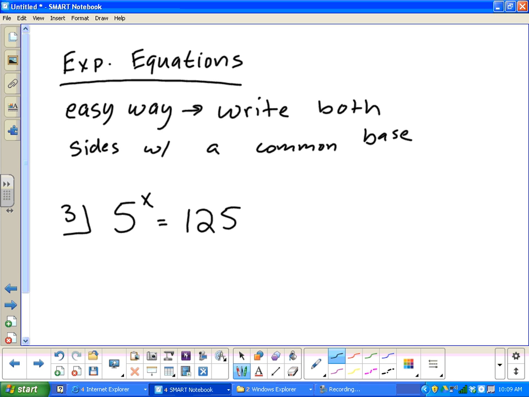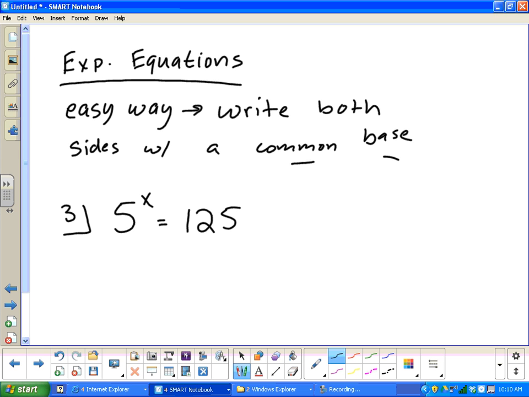Notice that the variable x is what kind of number? Yes, an exponent. So we're looking for an unknown exponent. Now this one's really, really easy. You could just say the answer is 3, because you know 5 to the 3rd power is 125. But let's look at this idea, and this idea doesn't always work. They're not always easy like this.